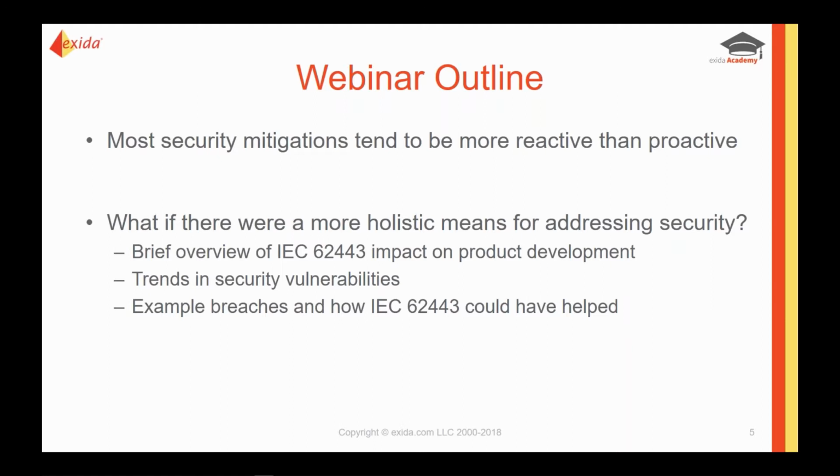That more holistic approach for addressing security involves a brief overview of 62443 and its impact and guidance that's provided on individual products as well as systems. We'll take a look also at some trends in security vulnerabilities and breaches that have occurred. And actually the example breaches will show how specific guidance in 62443 may have helped prevent those breaches.